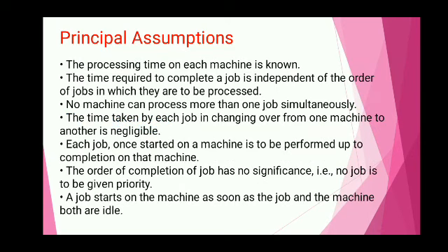Now let me define some assumptions, which are called principal assumptions in the job sequencing problem. The processing time on each machine is known. The time required to complete a job is independent of the order in which the jobs are to be processed. No machine can process more than one job simultaneously. The time taken by each job in changing over from one machine to another is negligible. Each job once started on a machine is to be performed up to completion on that machine.